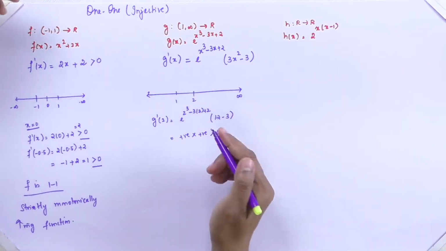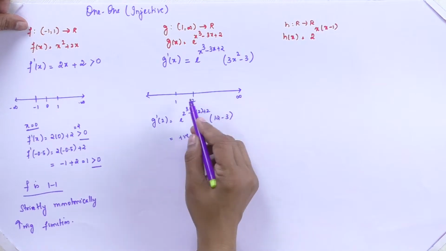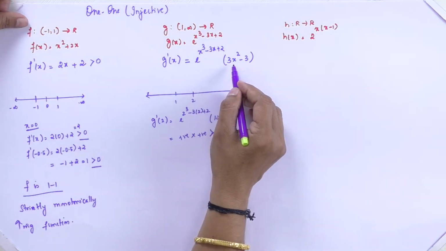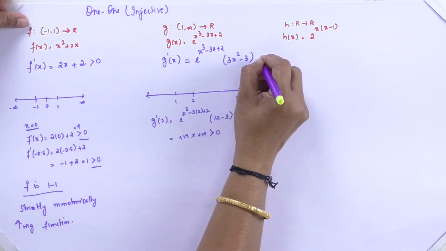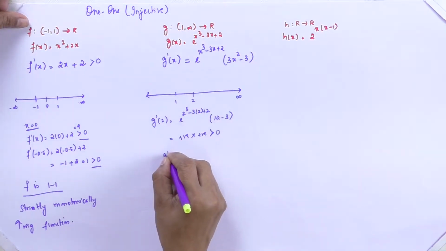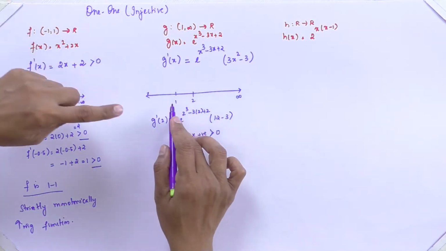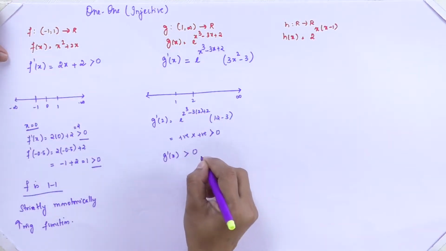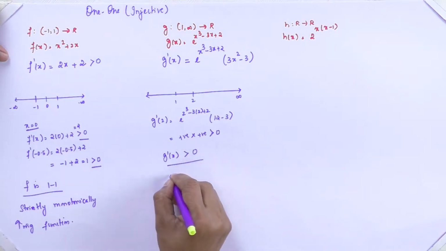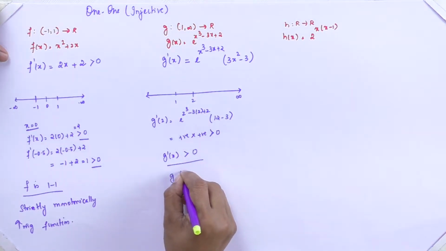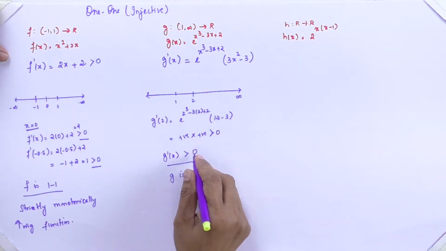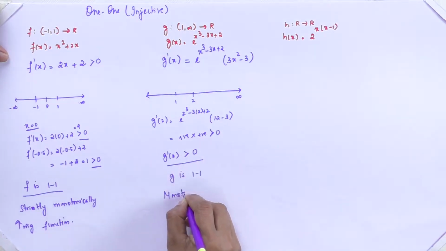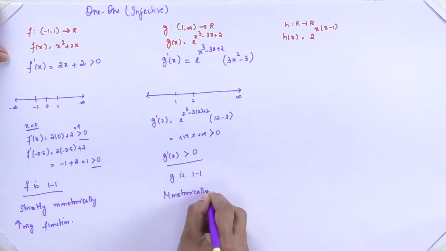So whatever number I take within the positive range from 1 to infinity, e to the power of this becomes positive and this also becomes positive. Therefore g dash of x for the interval 1 to infinity is greater than 0. If this is greater than 0, then I can say that g is one-to-one, and since it is greater than 0, it is a strictly monotonically increasing function.